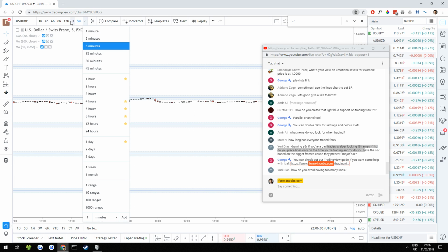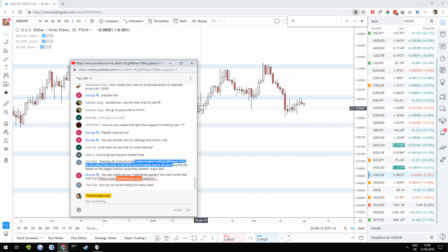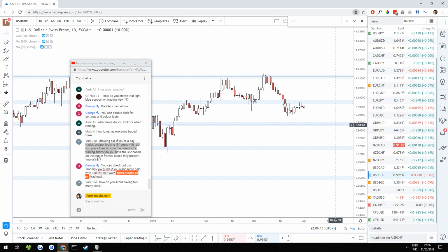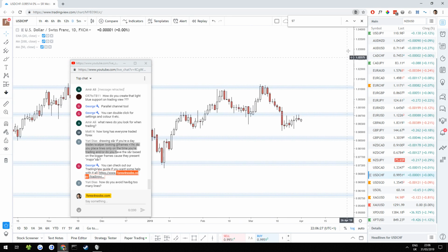How do I avoid having too many lines? I kind of already went over that. That's part of the process of placing them. You want to connect at least 2 dots for most of the lines in the center. The topmost, it's okay with 1 bounce, but the ones in the center, you want to connect at least 2 dots. And you just want to place them really fast and just get it done.